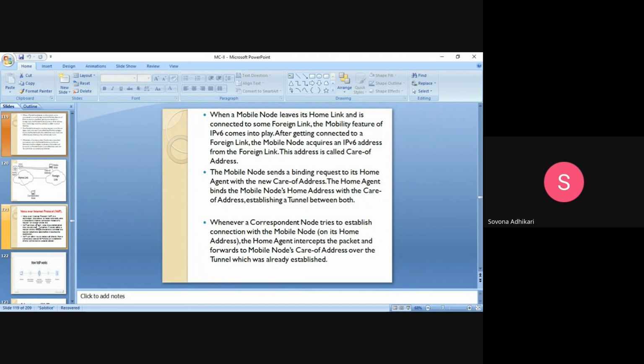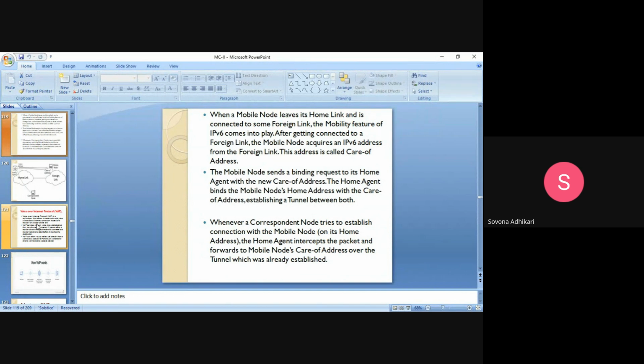After getting connected to a foreign link, the mobile node acquires an IPv6 address from the foreign link. This address is called the care of address. So when it is connected to another link, the mobile node acquires a new IPv6 address, called the care of address. Now the mobile node sends a binding request to its home agent with the new care of address. So the mobile node itself is sending a request to the home agent that this is my new address.